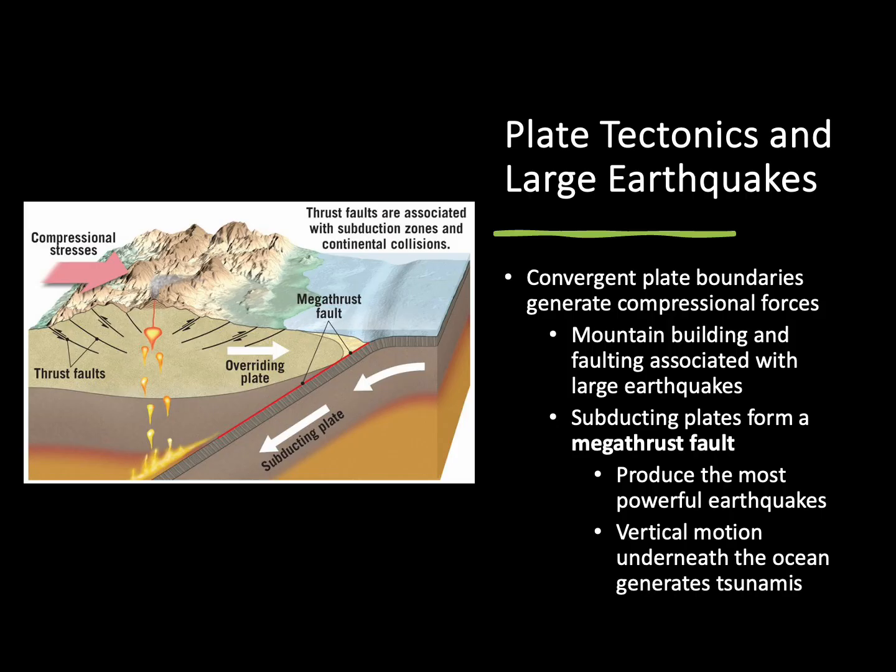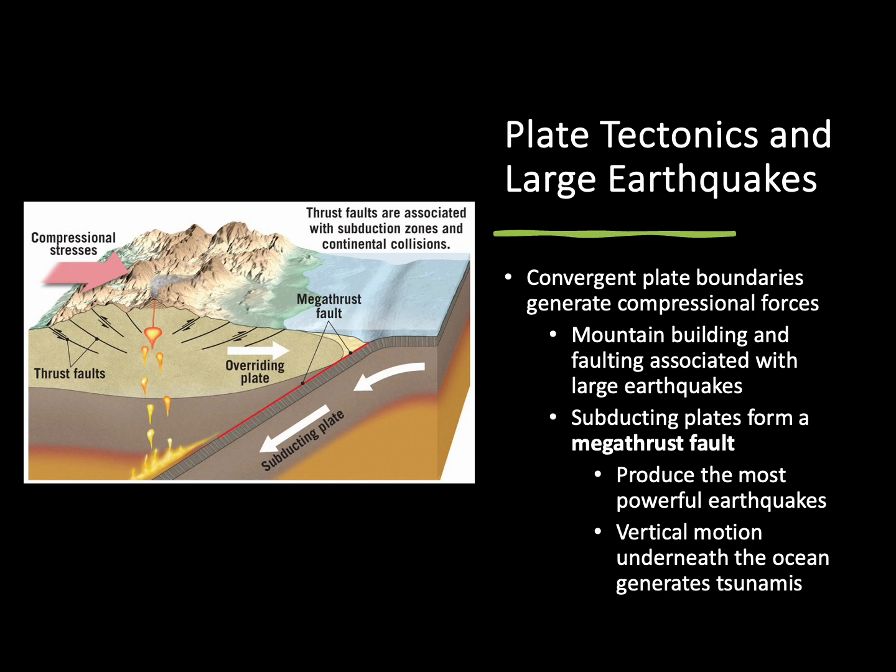When we look at our specific types of plate boundaries, we'll notice that convergent plate boundaries create the largest and the most powerful earthquakes on our planet. And this is because at our convergent plate boundaries, we either have mountain building, if we have two continental plates colliding, or we can have subduction occurring if we have at least one oceanic plate, where that subducted plate is going to create what's called a megathrust fault.